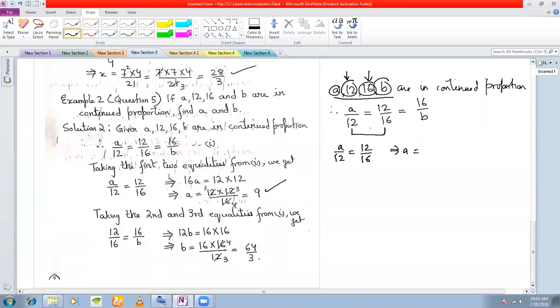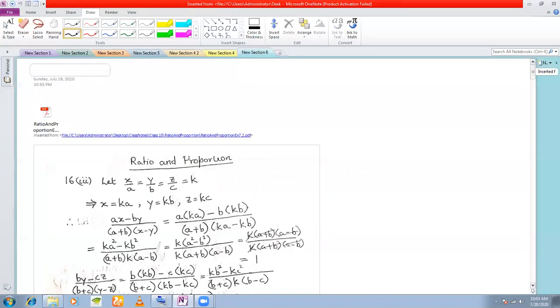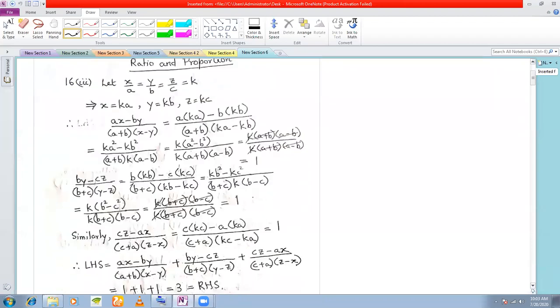If I take the second and the third equality, 12 by 16 is equal to 16 by b, and then I solve in order to get the value of b, which I have got 64 by 3. Okay, any problem with continued proportion? No, sir. No, sir. Okay, so some problems on proportion and continued proportion.